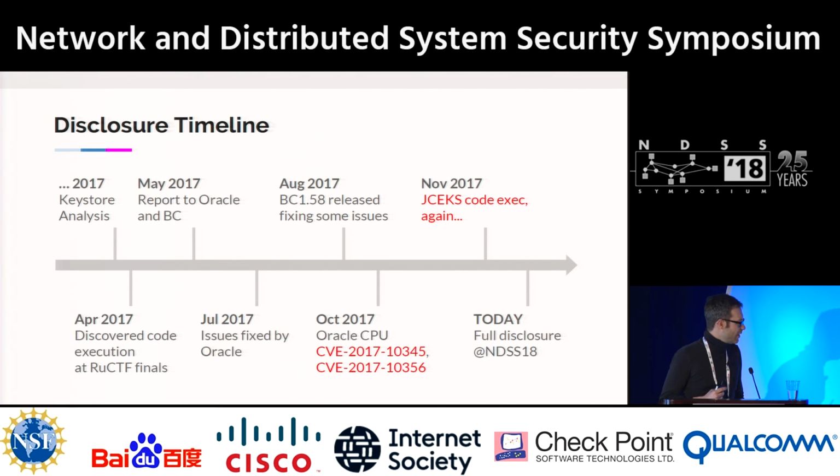So we reported the vulnerabilities the next month to Oracle and Bouncy Castle. And it has been fixed. I mean, most of the problems have been fixed in the Oracle CPU of October. And they issued a couple of CVEs for us. And then we looked at the code again, the new JDK released by Oracle, and we found that the code execution problem has been only partially fixed. So the second deserialization exploit still works nowadays.